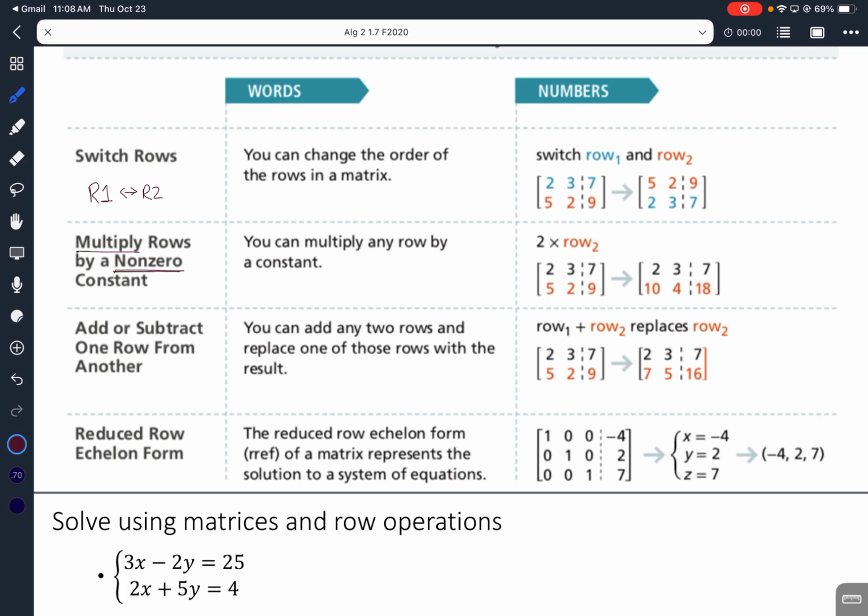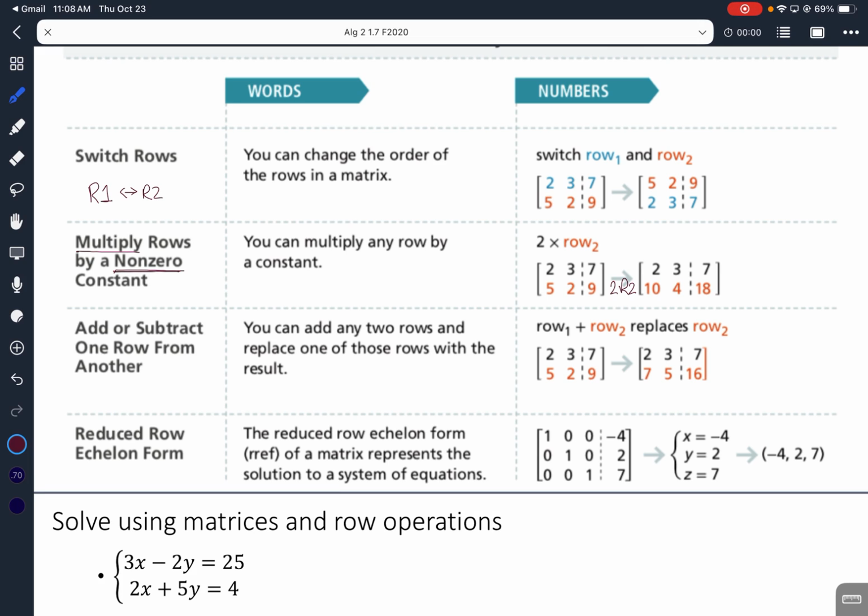Multiplication is the only thing you can do. So if you want to divide by 3, that means you multiply by what? 1/3. So how I would note this, I have 2, 3, 7, 5, 2, 9. Next to this I would write 2R2. And my result would be 10, 4, 18. We will not go sideways. I don't like that these are written sideways. We will go down only.